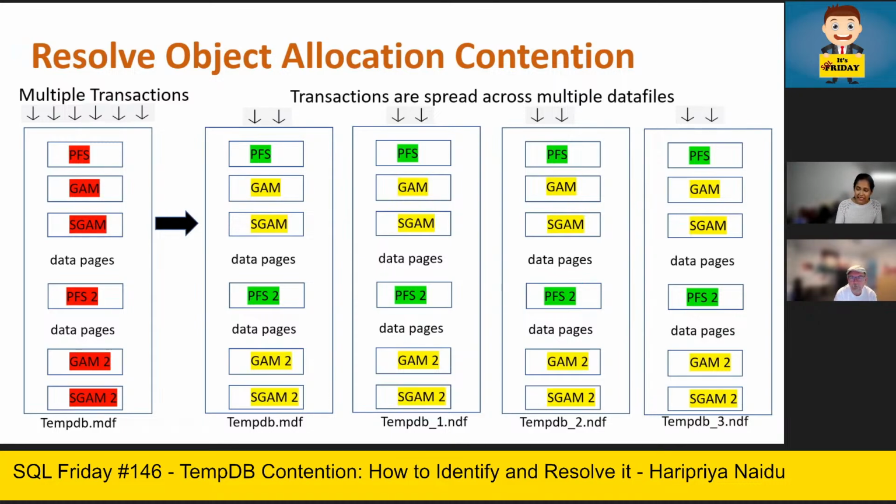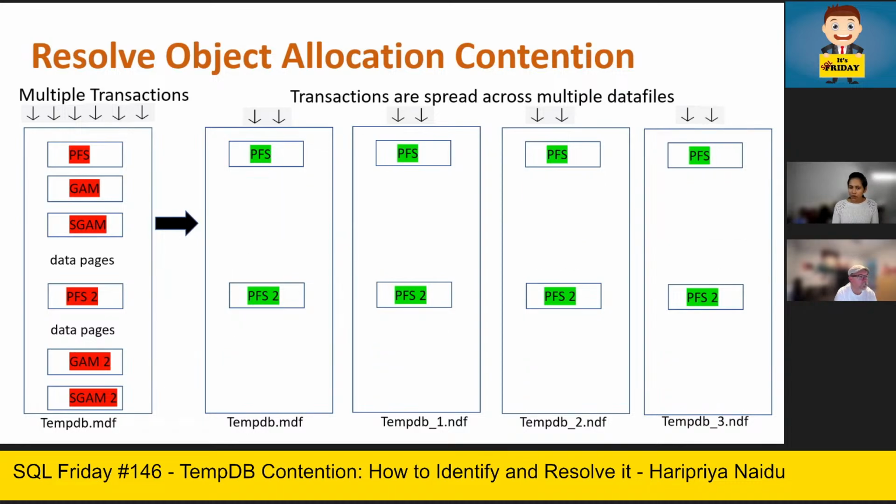So this is the reason why you add more data files to TempDB: the transactions get spread across, because you get more PFS, GAM, and SGAM pages, and that reduces contention. And not just this, there was also an enhancement in SQL 2017 with the PFS page, where the allocations round robin not only within, but also across the data files. Let me show you here.